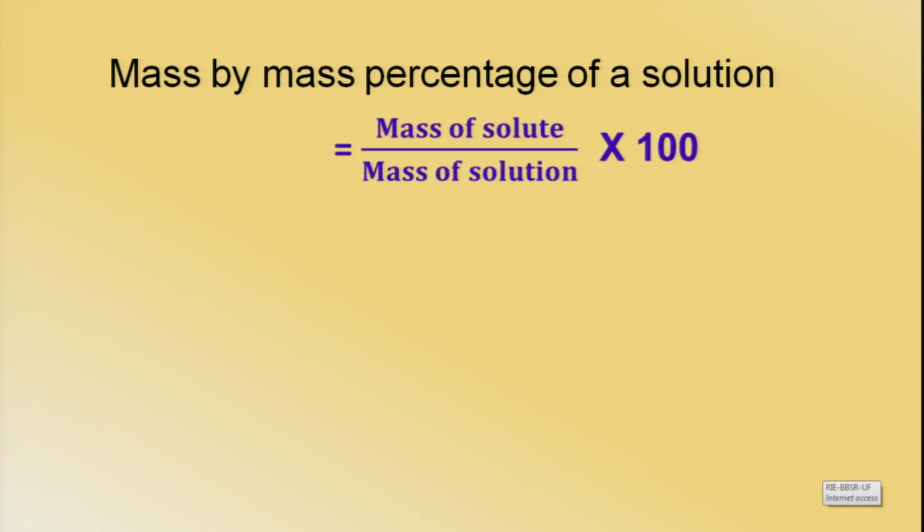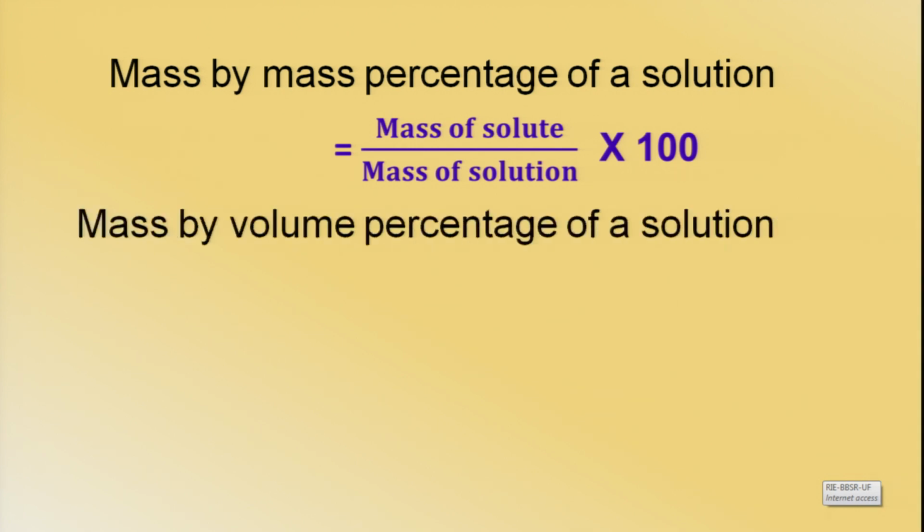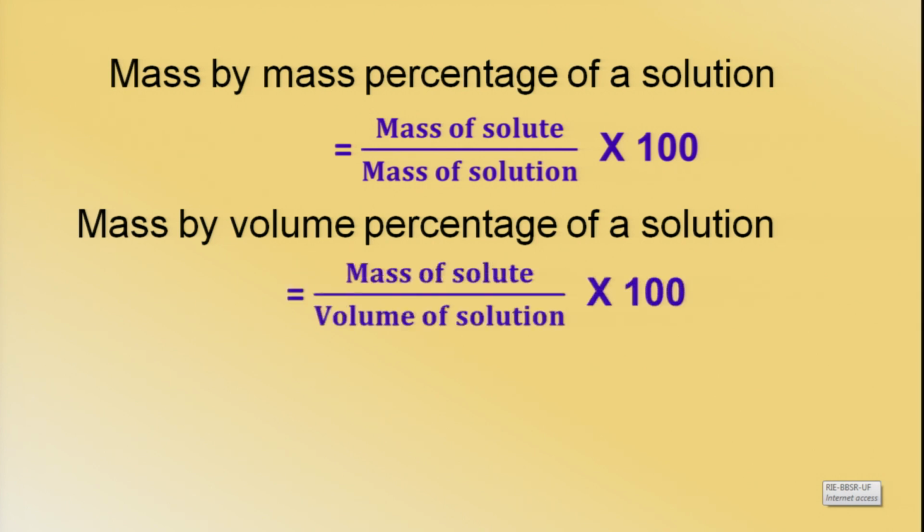The formula for it is mass of solute divided by mass of solution multiplied by 100. This is the first way. Second way, mass by volume percentage. How do we express it? What is the formula of it? Mass of solute divided by volume of solution multiplied by 100.